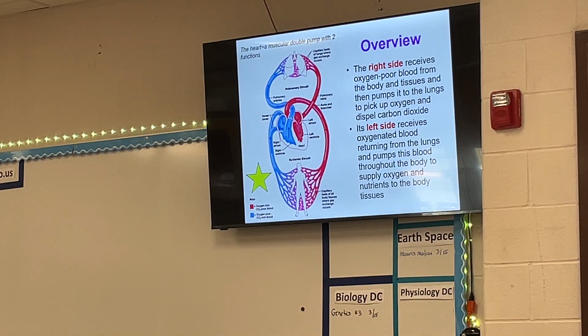So wrapping up with the heart, looking at some of the components of it again, and right versus left, and just kind of an overview. I know we've seen this picture before. Right side of the heart is referring to patient's right versus patient's left. Right side is going to receive oxygen poor blood. Left side is going to receive the oxygenated blood. Remembering, and this is just to refresh our memory because it has been a 3-day weekend, the pulmonary circuit versus the systemic circuit and how it makes that figure eight pattern.